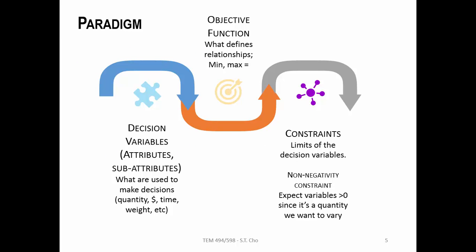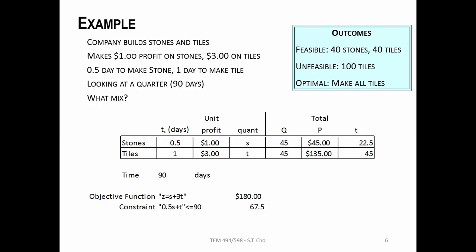There are three basic parts to these systems. There are the decision variables. Those are the attributes. These are the things that drive decisions, whether it's time or money or weight. There's an objective function, and that defines how these relationships are tied into the objective you want. And then there are constraints, and constraints limit how much this variable can vary. Otherwise, if we say, I want to make the maximum profit, then what's the computer going to come back and say? You want to make a maximum profit? Make an infinite number of widgets.